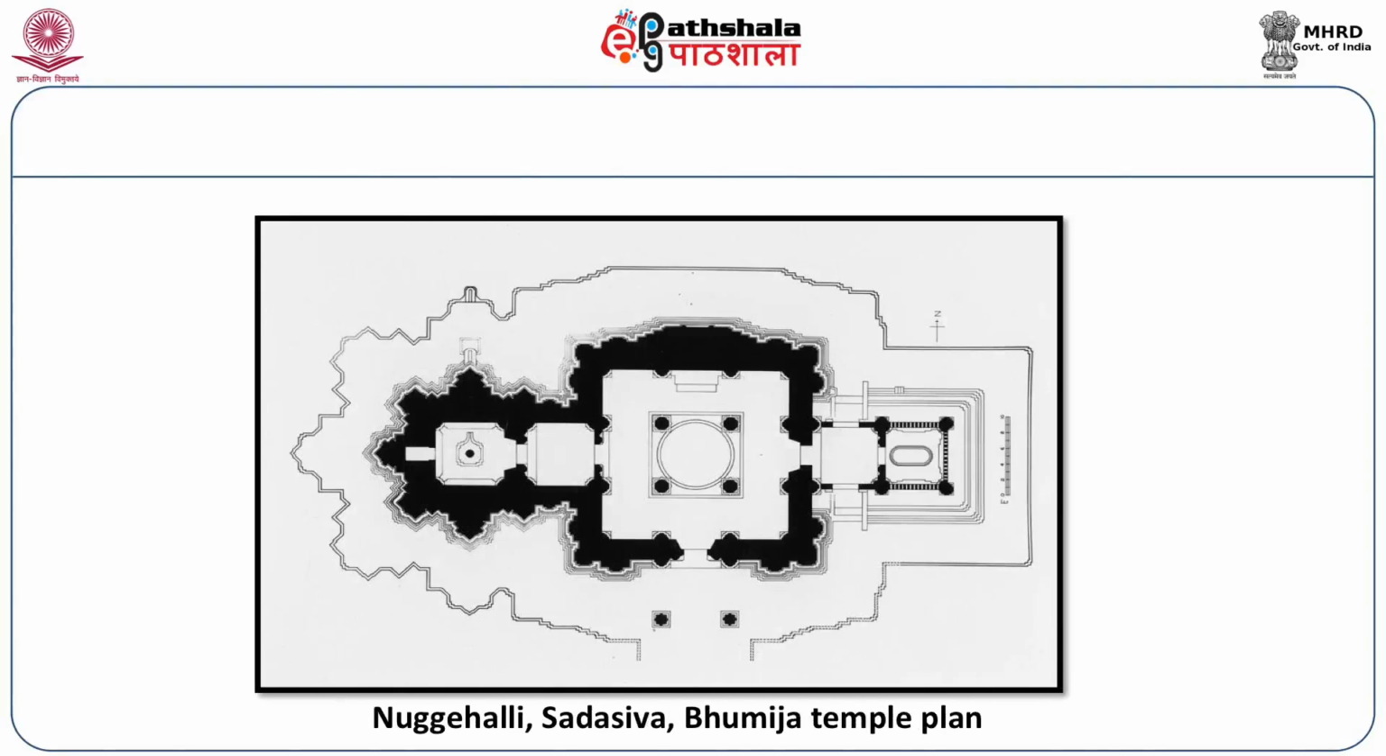This is one more example of a Bhumija temple built by the Hoysalas. This is a star-shaped plan with 8 points. The number of stories you notice in the superstructure is 3. The temple is called the Sadashiva temple and is found in Nuggehalli. This is the plan of the temple.